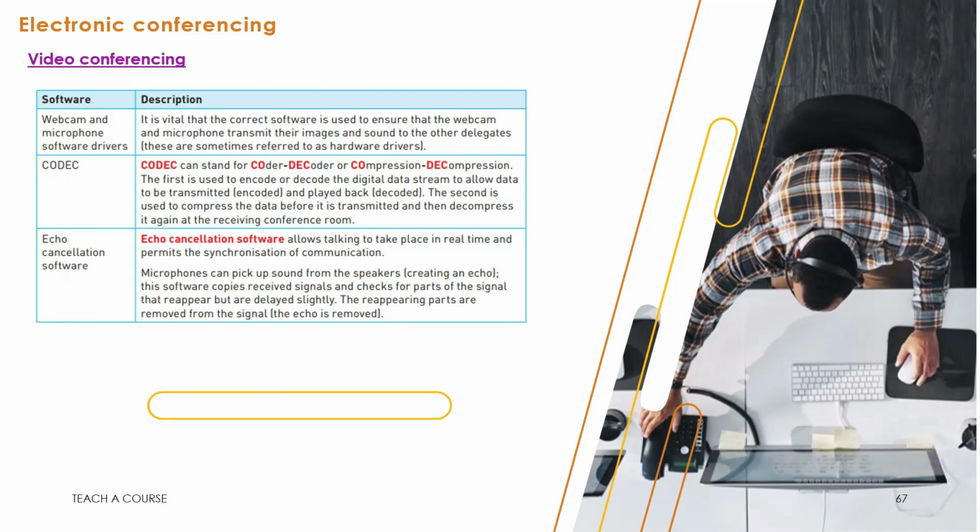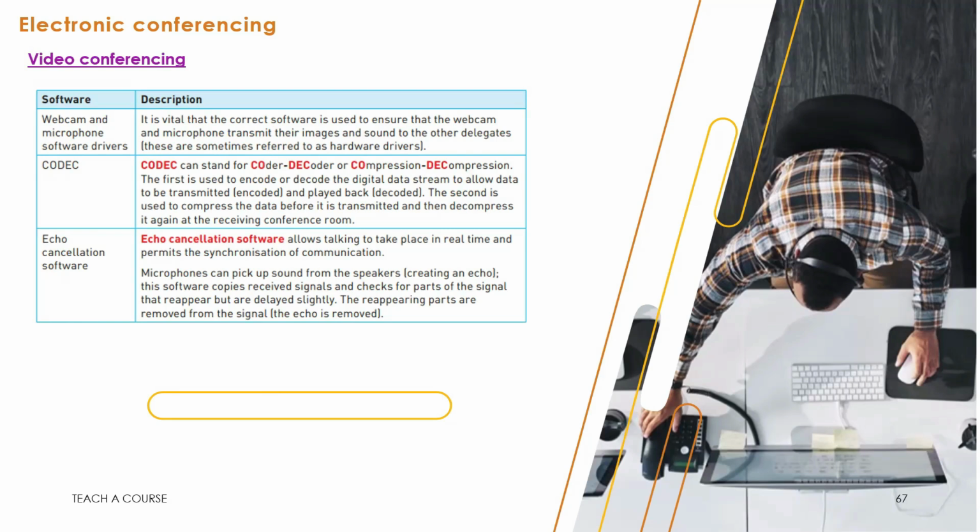Then echo cancellation software. Echo cancellation software allows talking to take place in real time and permits the synchronization of communication. Microphones can pick up sound from the speakers, creating an echo. This software copies received signals and checks for parts of the signal that reappear but are delayed slightly. The reappearing parts are removed from the signal. The echo is removed. So it is important that all these are in check and all these are in place.